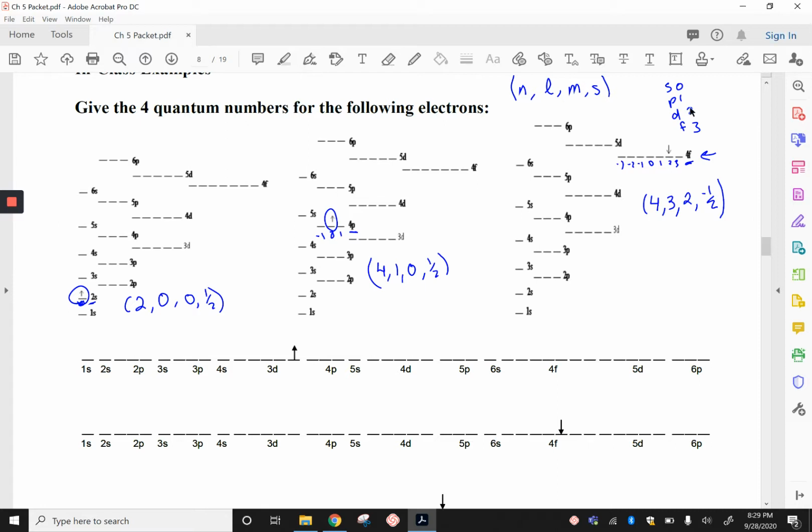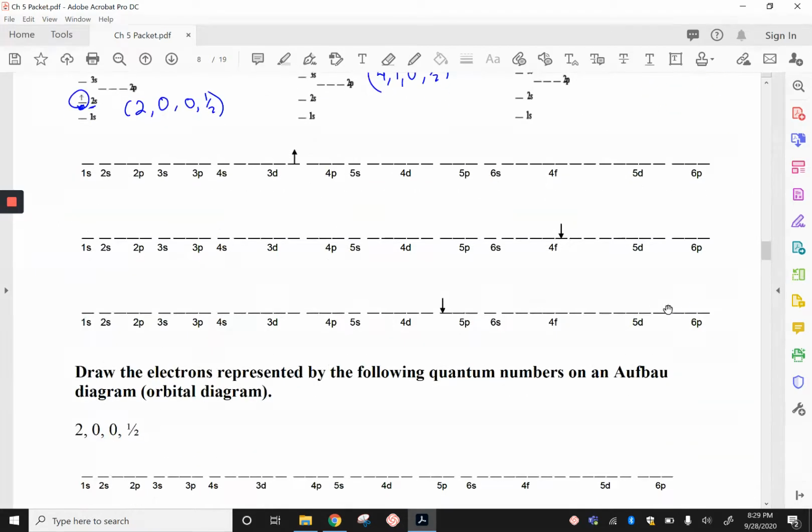Okay, let's practice a couple more. So this one right here. It's the 3rd energy level, because it's in the 3d. Next, d corresponds to 2. And then the orbital. There's the middle of my d, then 1, 2, -1, -2. So it's on the 2, and it's looking up, so +1/2.